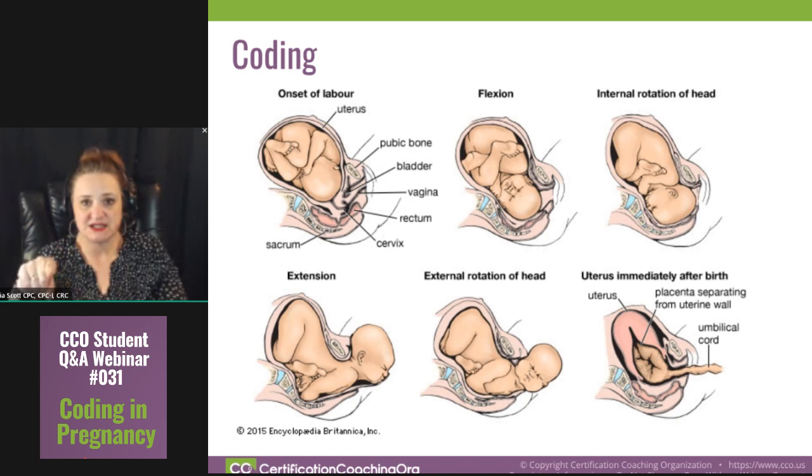But if the placenta doesn't come out on its own within that short amount of time, then that's a complication. And you're going to see them notate that in the documentation and do a procedure.